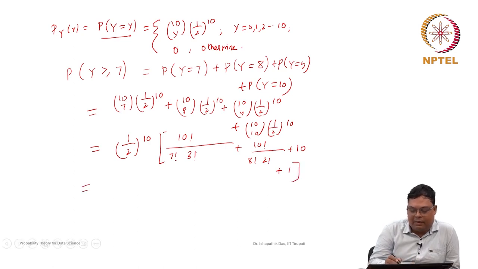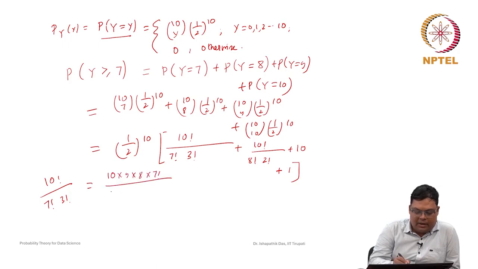Then we have to just simplify these things. How can we simplify? 10 factorial over 7 factorial, 3 factorial can be written as 10 into 9 into 8 into 7 factorial by 7 factorial into 3 into 2 into 1. So, 7 factorial cancelled. Then we get 2, this is 4, then 3, this is 3. So, then it will be 120. So, this is nothing but 120, that we will replace there.